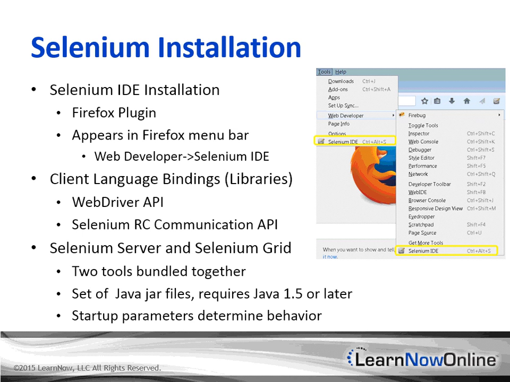To use the Selenium RC server or the Selenium grid, you must install the Selenium server. Selenium server bundles both the Selenium RC and Selenium grid into the same tool. Now Selenium server is a Java application, so you must have Java 1.5 or later installed. The Java Selenium server works with any of the client language bindings that you use in your client application, no matter which language. This is because they talk to each other with the HTTP request-response messaging.